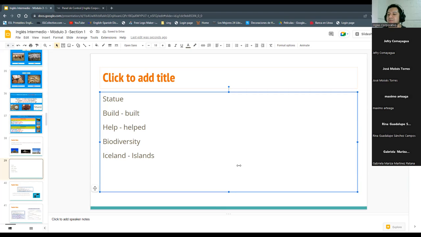That's normal, no problem. And the last one is kind of difficult also, right? Species, right? Species. But you did a great job, actually. You talked about different landmarks with the passive voice. That was the objective of this homework.